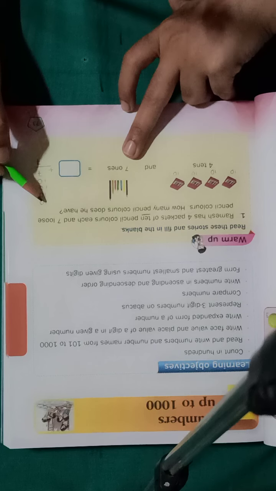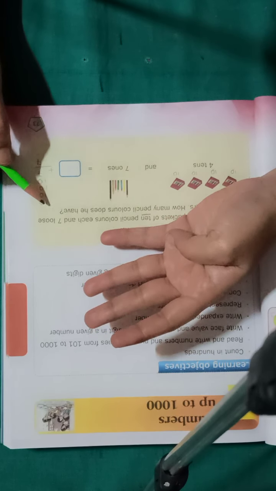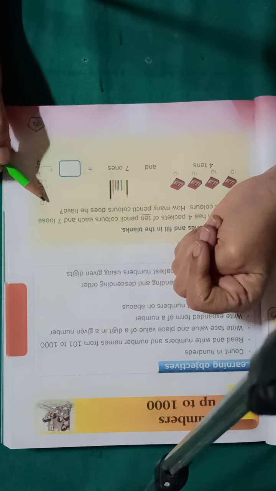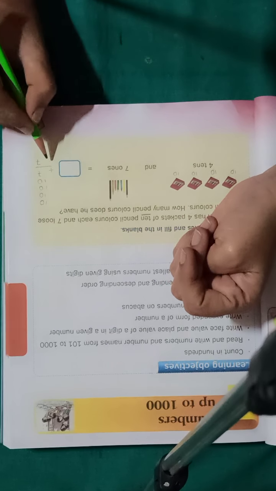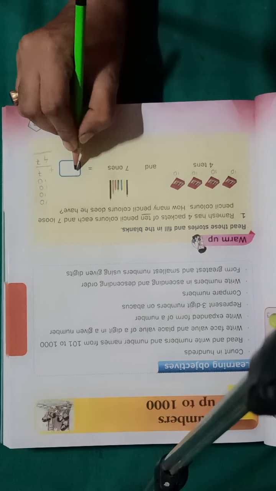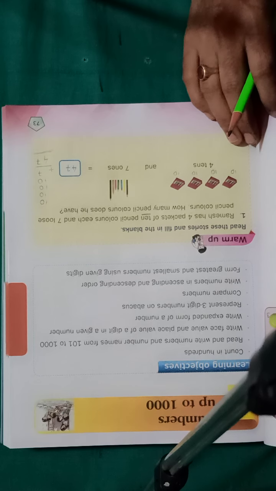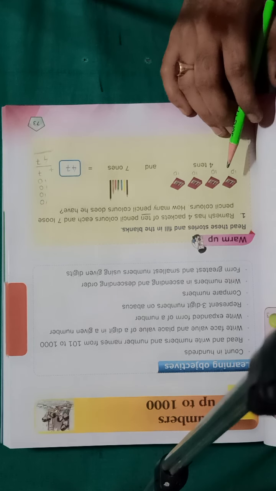Then in the tens place how many are there? That is 1 plus 1 plus 1 plus 1. Totally how many? That is 4. So here 4. Then this is the answer: Ramesh has 47 pencils. Here 47 is the answer. Understand now?